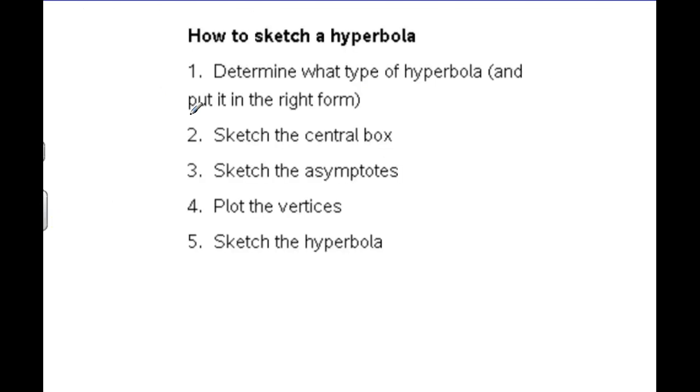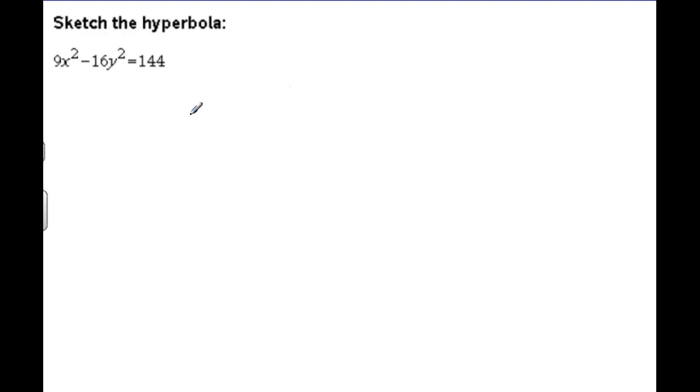Write down these 5 steps for sketching a hyperbola. Just go ahead and write them in your notes, and we'll use those in just a second. So let's sketch this hyperbola. Just like an ellipse, we start out the same way.